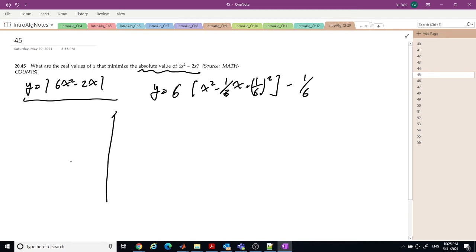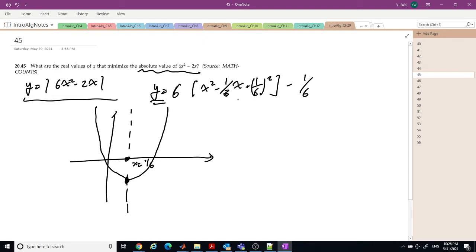So in this case, our center is about 1/6, and then it's negative 1/6. Then it will look like this. Then the absolute value is what? You just flip this one up. It's the roots, you flip this one up.